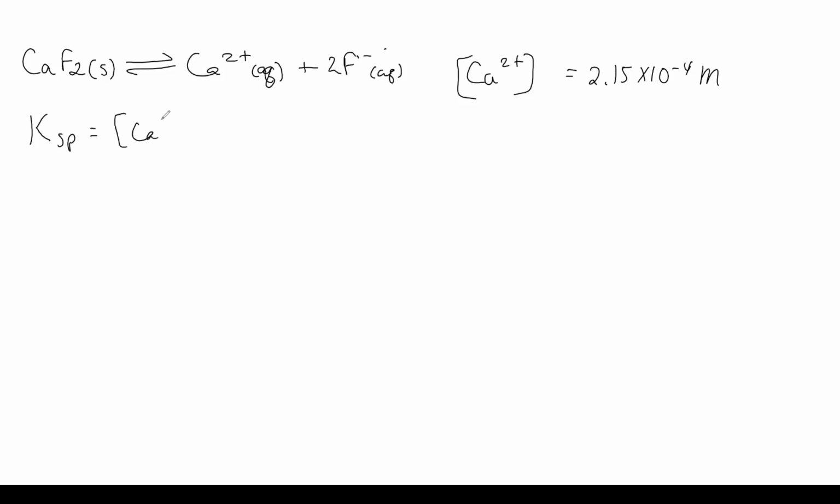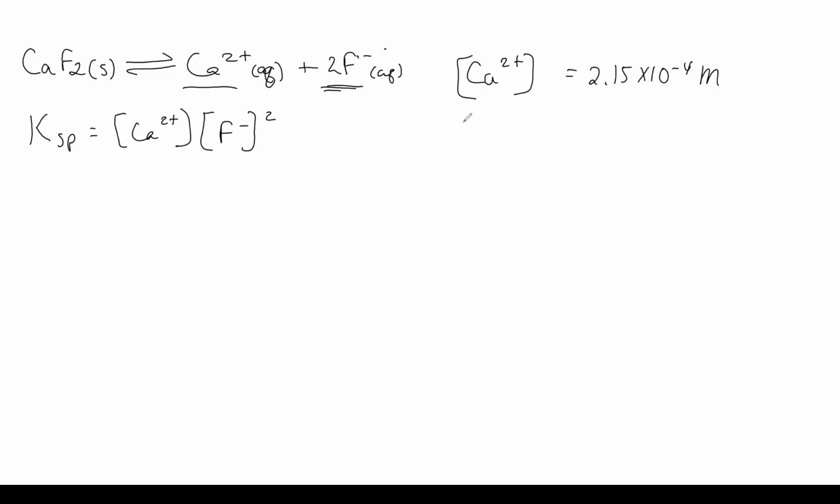And so when we write out our expression here, it's going to look like this. First we have to figure out how much of the fluoride anion is present. Now we didn't get that information in the problem, so we have to figure that out for ourselves. What we're going to do is use stoichiometry. We notice that for every 1 molar of calcium 2+ that's dissolved, we're going to get 2 molar of the fluoride anion.